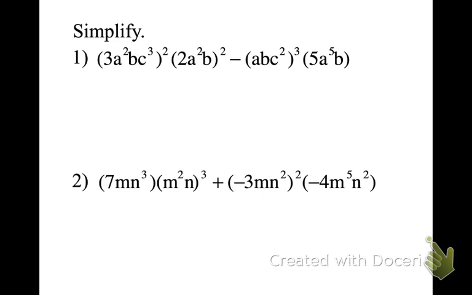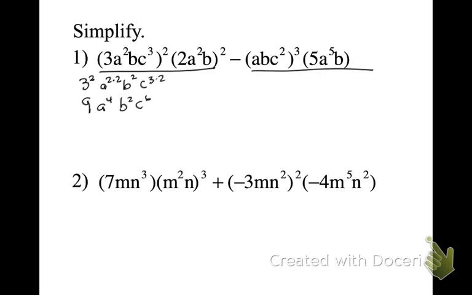Again, we have to simplify each side first. So I'm going to take a power to a power. 3 squared is 9. A to the second times the second is a to the fourth. B to the second stays b to the second, and c to the third times the second is c to the sixth.